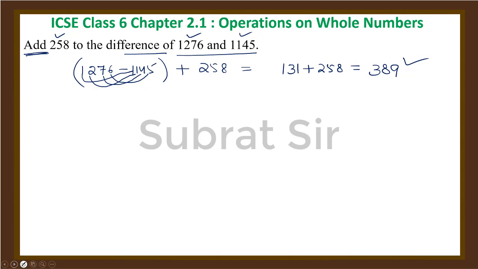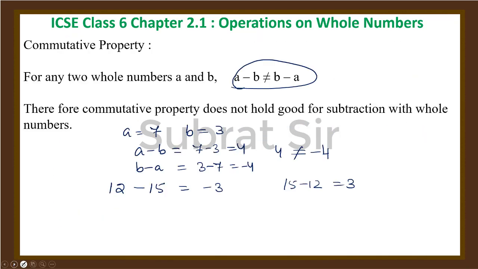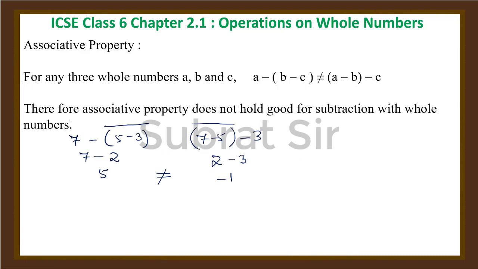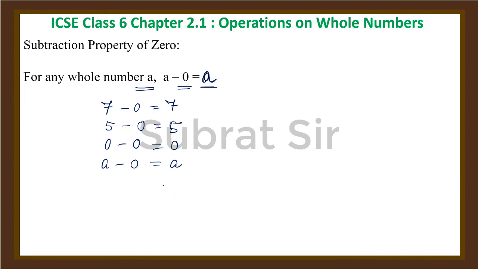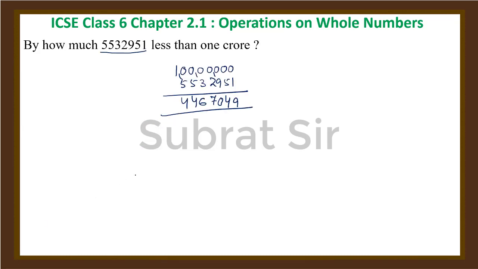Then we discussed the commutative property, and here also the commutative property does not hold good for subtraction with whole numbers. Then we discussed the associative property, and the associative property also does not hold good for subtraction. Then the subtraction property of 0: for any whole number, if we subtract 0 from it, then the number will remain as usual.